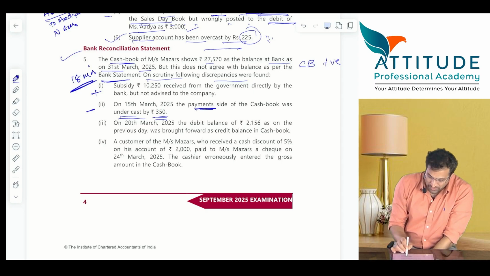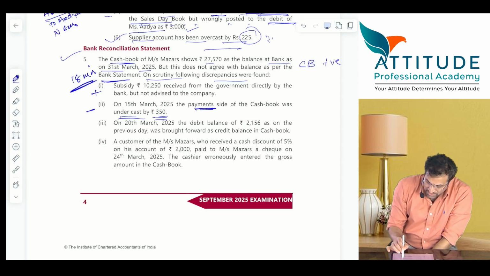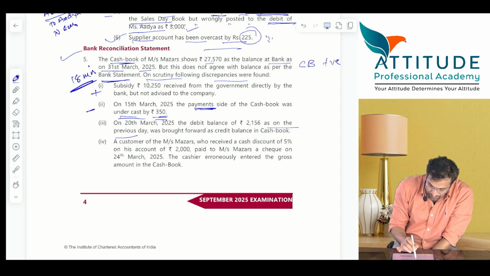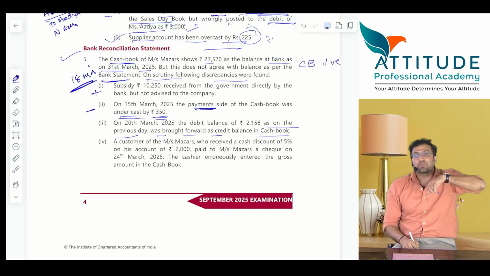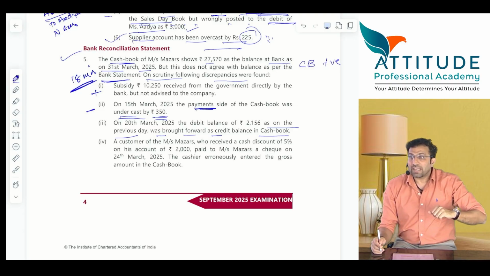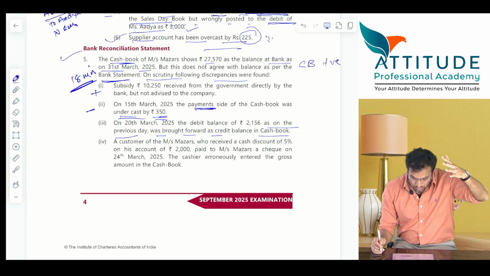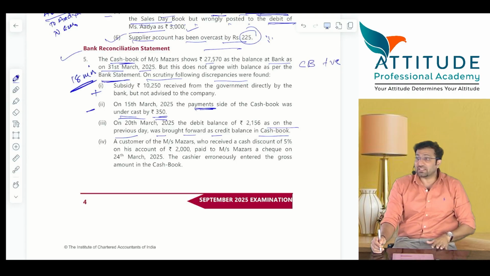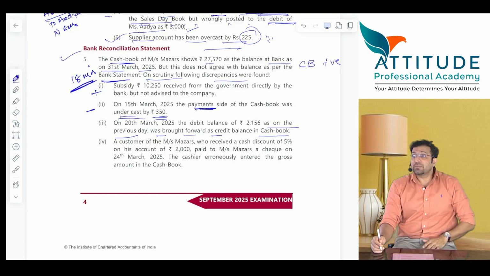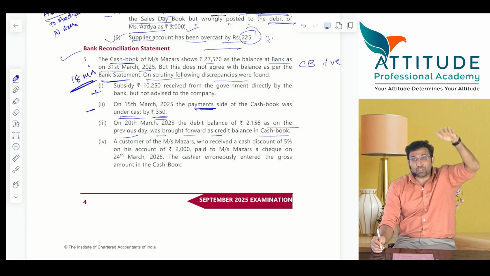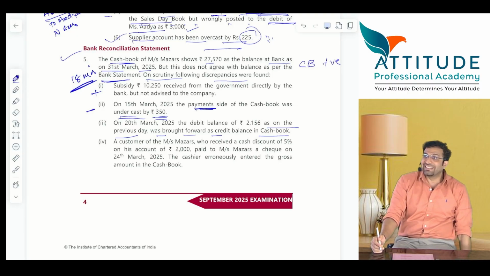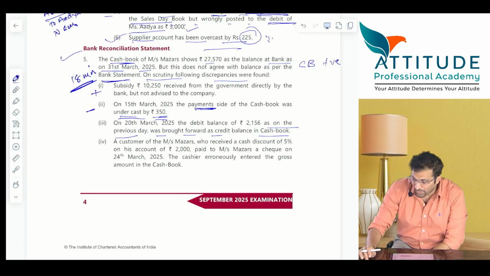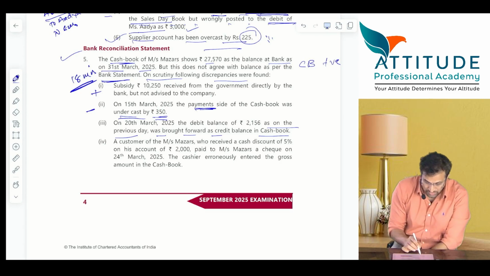On 20th March 2025, debit balance of 2150 as on the previous day was brought forward as credit balance in cash book. Now tell me, debit balance in cash book means what? Positive balance. Cash book का 2150. Suddenly you bring it as 2150 negative. Double bar नीचे हो गया है. Means debit balance था 2150. उसको zero करके उसको negative दिखाया है. Double counter, understood? So 2150 into 2 is how much?